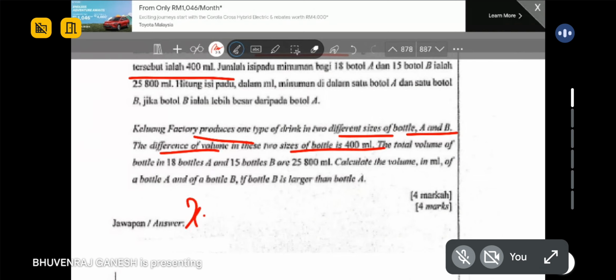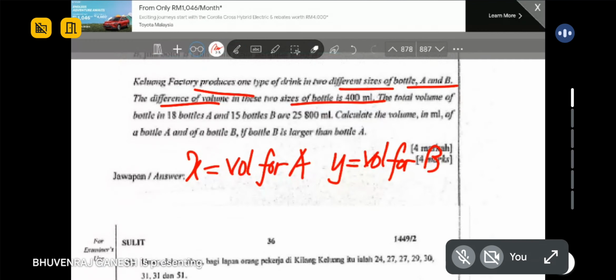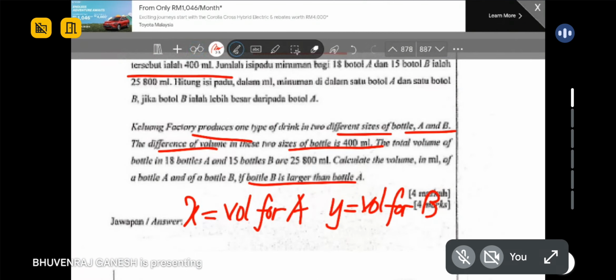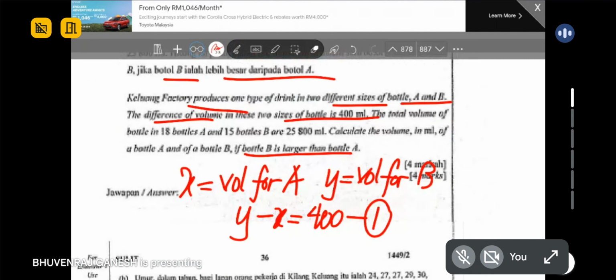So you guys can use X and Y lah. X is the volume for A and Y is the volume for B. Kamu kena buat anggapan lah. X isi padu botol A, Y isi padu botol B. So means that they say B is larger than A. Correct? Isi padu botol B lebih besar daripada A. So is Y minus X equal to 400. Do you guys understand this first equation? All of you? Semua faham? Macam mana saya dapat nombor 1? Yes or no? So this is the first equation.